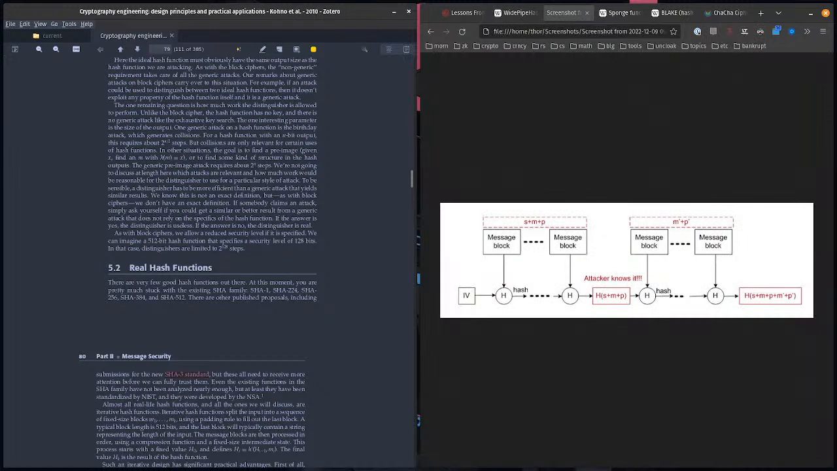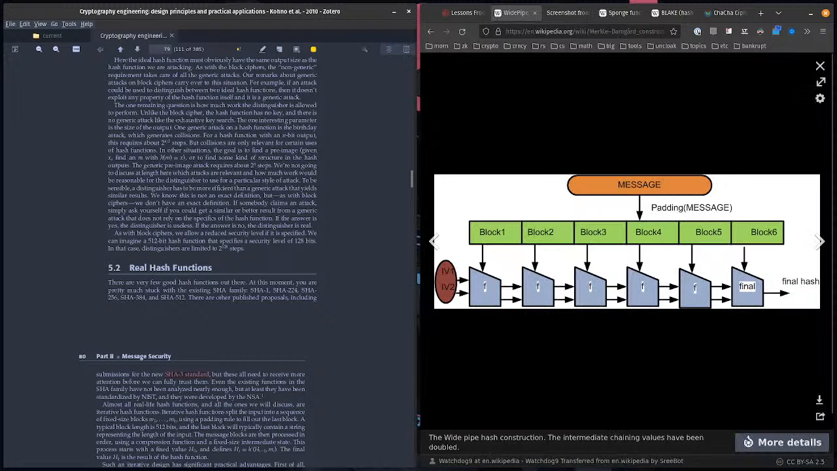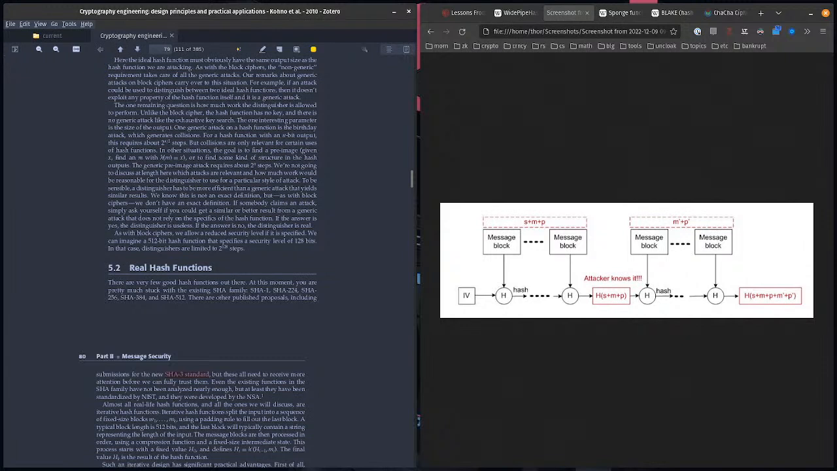It's called a length extension attack, and I realized later that the book does not actually cover length extension attacks very well. I think they talk a little bit about it in chapter 6, but I would like them to go into more detail. The whole premise of a length extension attack is that you have the output of your hash function, the final hash, and that output can be known by the attacker. So the attacker now has the hash function output.